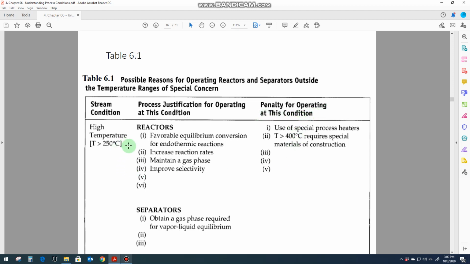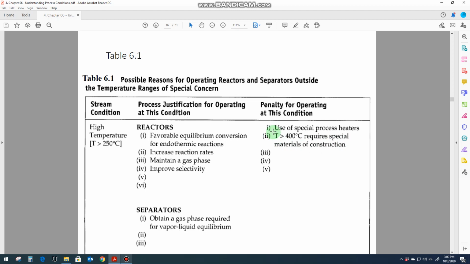So if we are going beyond 250 degrees centigrade, what could be the penalties on the process? Then we have to use special process heaters to achieve that high temperature. If the temperature is above 400 degrees centigrade, it requires special materials of construction.